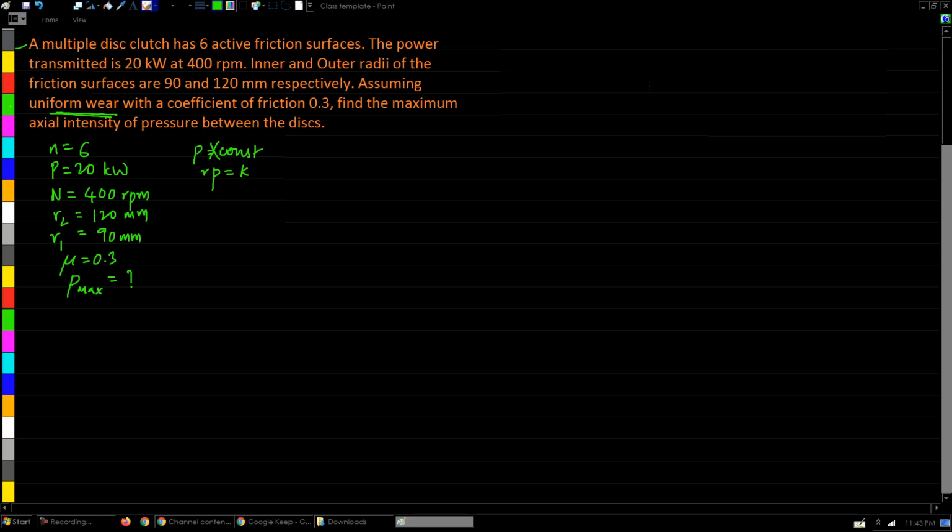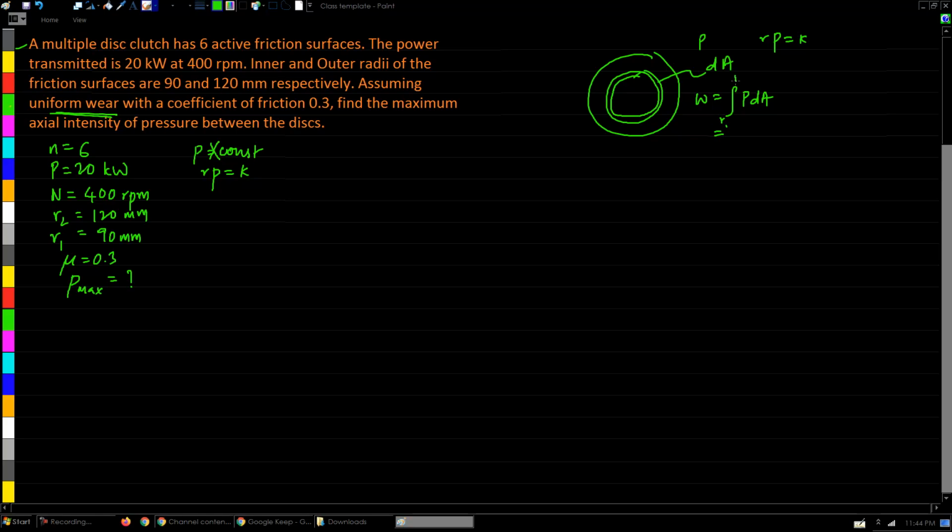Now, if you remember the derivation of uniform wear theory, if there is a disc like this, we have to assume a small area dA on which the pressure acting is P, and that P is varying according to the formula R into P is equal to constant. And we are supposed to find the total load that's acting on this, and the total load is going to be equal to the integration of the force. The force acting on the small area is going to be pressure into the small area. So this is what we have to do in order to get the total load.